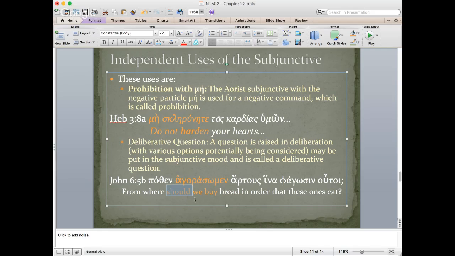And so this can be translated something like, from where should we buy bread, hina, so that, or in order that. And then the phagosin, which is going to be something like, you see that osin right here? There's your ending with a lengthened omega, so you have the subjunctive here. That these ones eat, in order that these ones may eat, or just eat. Right. And so you can see purpose here, in order that. So again, we have two subjunctives here. We're only focusing on this one because that's the deliberative question.